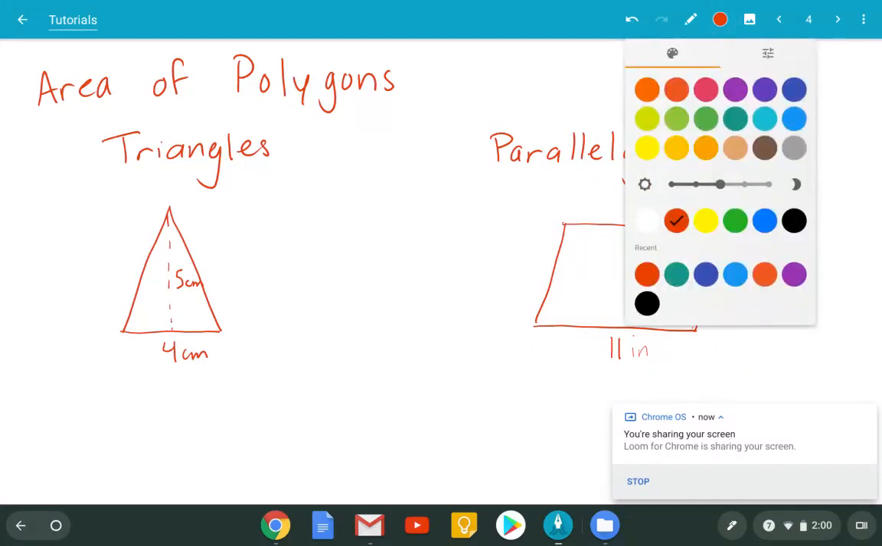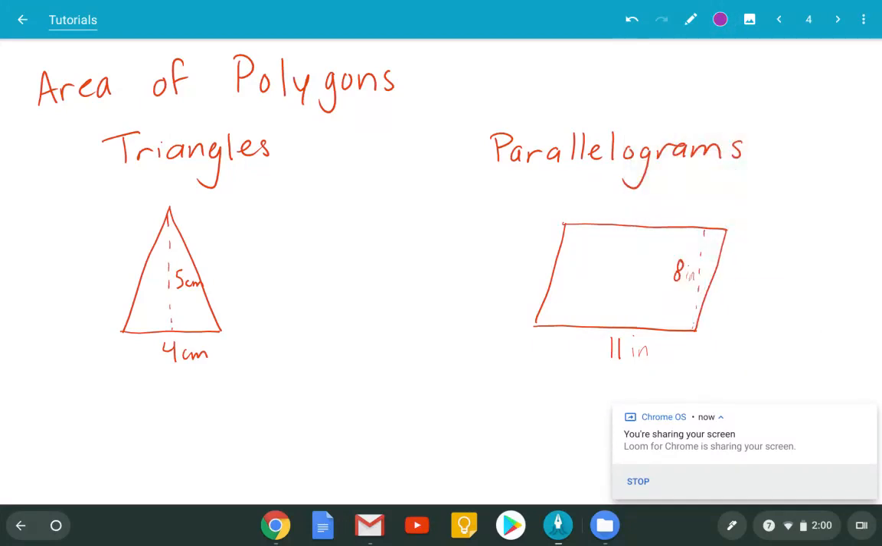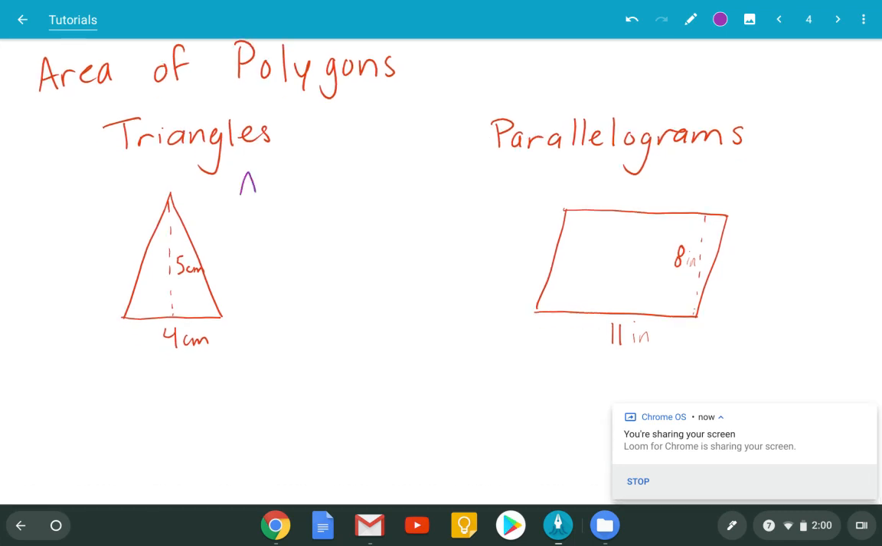This year we've learned a few different shapes, polygons that we can find the area of. One of those has been a triangle. So we have learned that the area of a triangle can be found by multiplying the base times the height and then dividing that by 2.